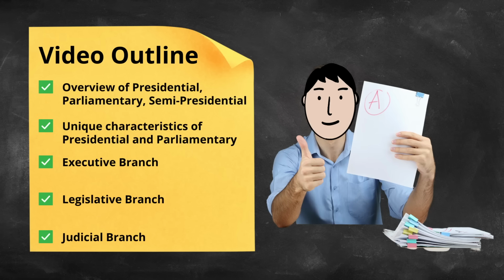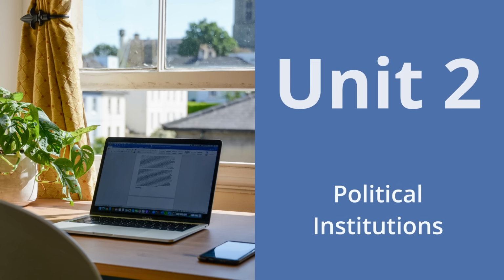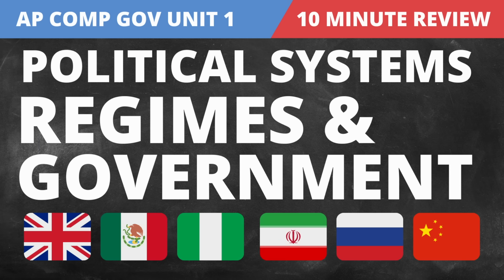In the previous video, we reviewed the concepts and frameworks of political systems, regimes, and governments. In today's video, we'll review Unit 2 of AP Comparative Government and Politics, starting right now. In Unit 1, we talked about the important concepts such as power, authority, and legitimacy.